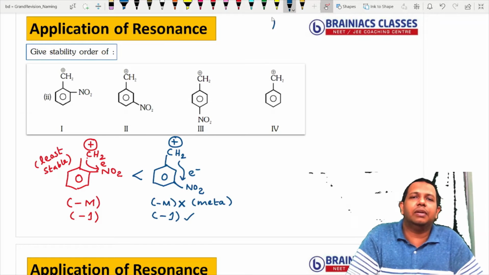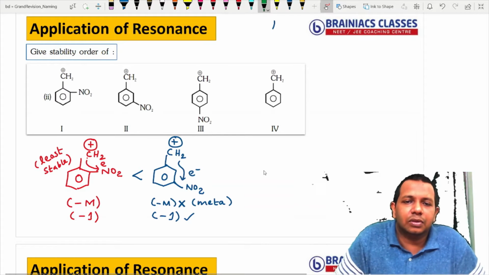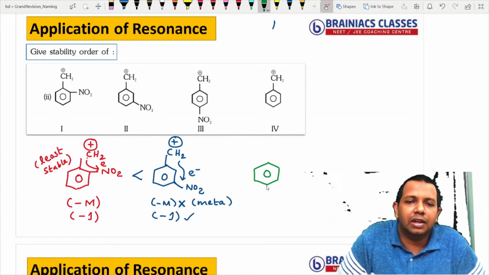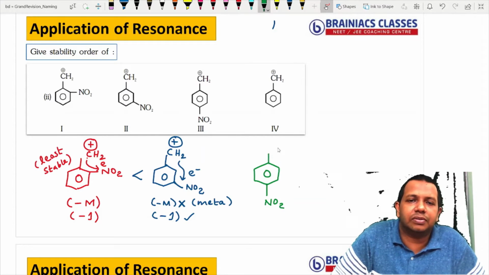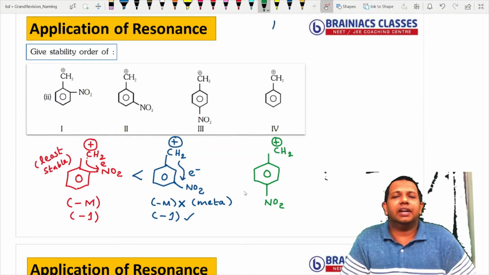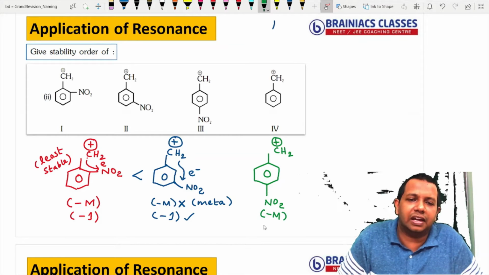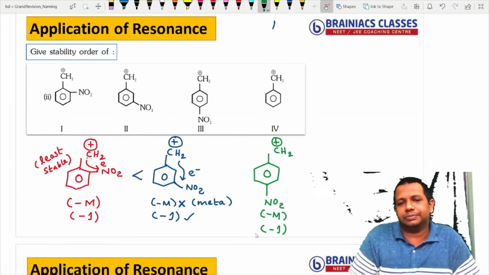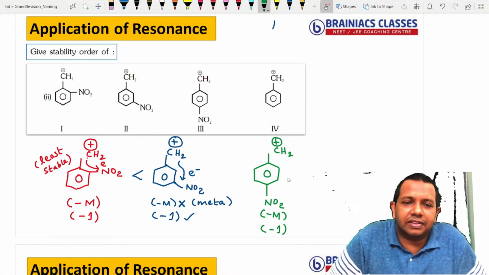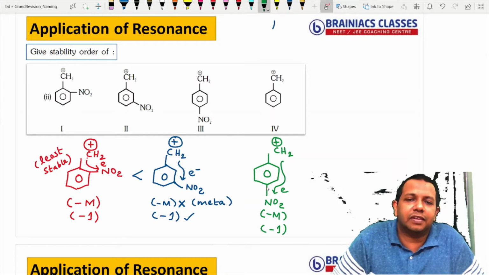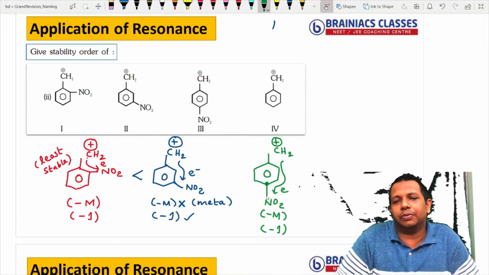Now going to the third one, you can see the benzene ring is present like this, the NO2 group is connected like this, and CH2 plus is present like this. Now listen here. Here the NO2 group has again what effect? Minus M effect as well as minus I effect. But here minus I effect will be less since it is very much far away. Minus M will be present because it is at para position.